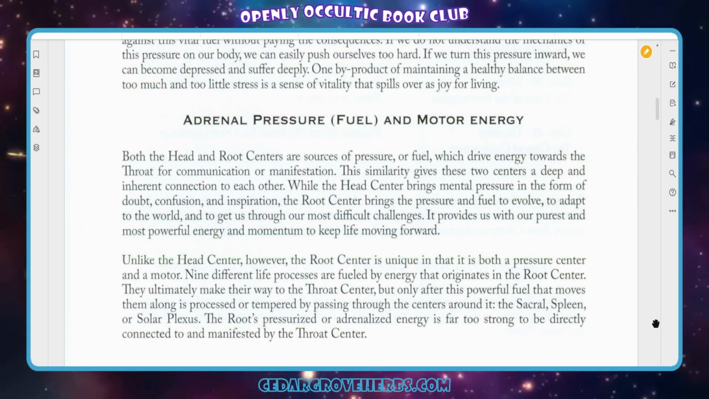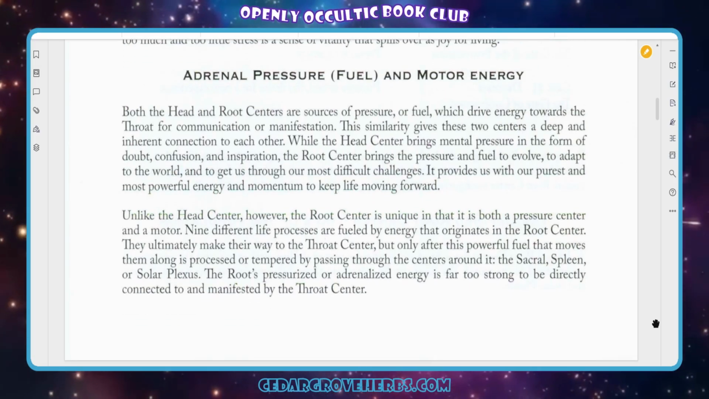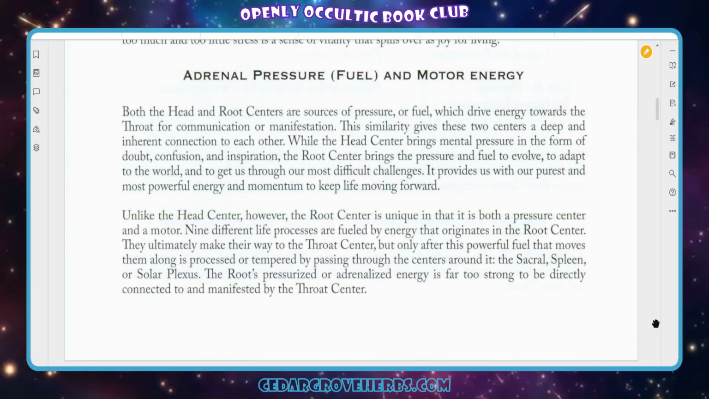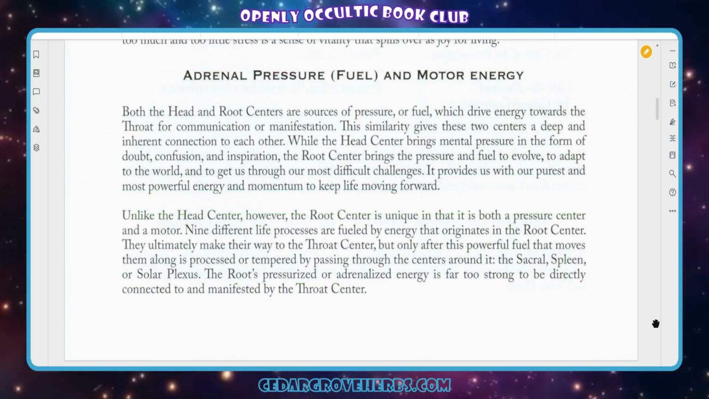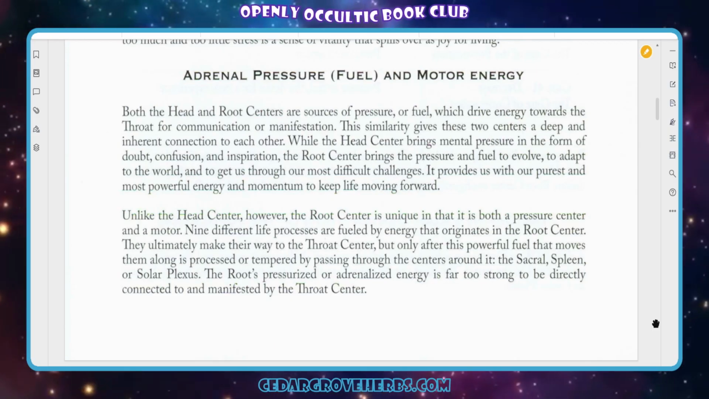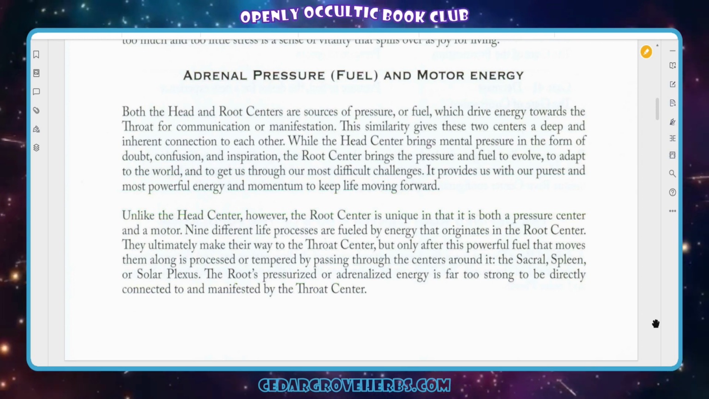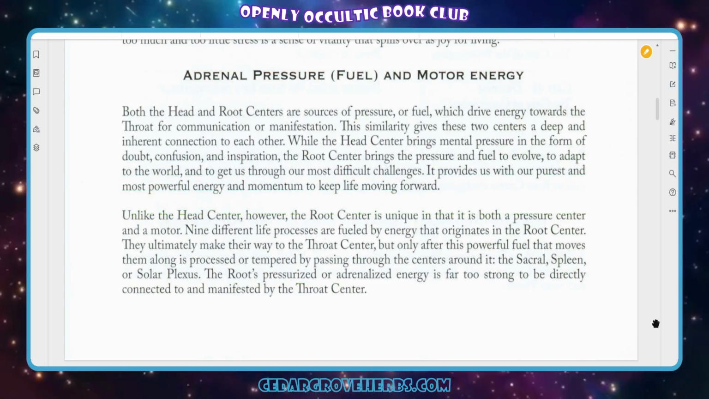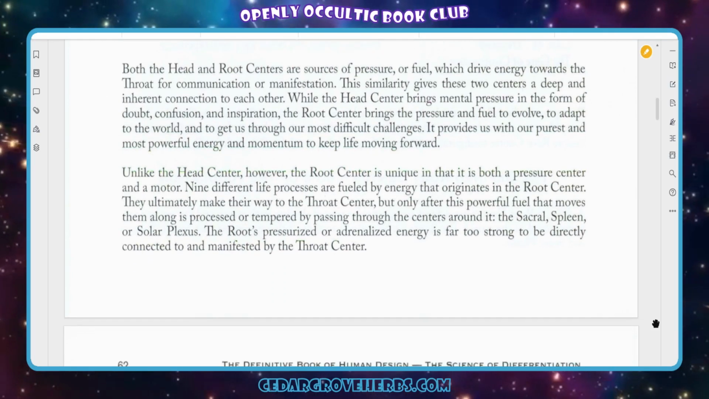Unlike the head center, however, the root center is unique in that it's both a pressure center and a motor. Nine different life processes are fueled by energy that originates in the root center. They ultimately make their way to the throat center, but only after this powerful fuel that moves them along is processed or tempered by passing through the centers around it, the sacral, spleen, or solar plexus. The root's pressurized or adrenalized energy is far too strong to be directly connected to and manifested by the throat center.